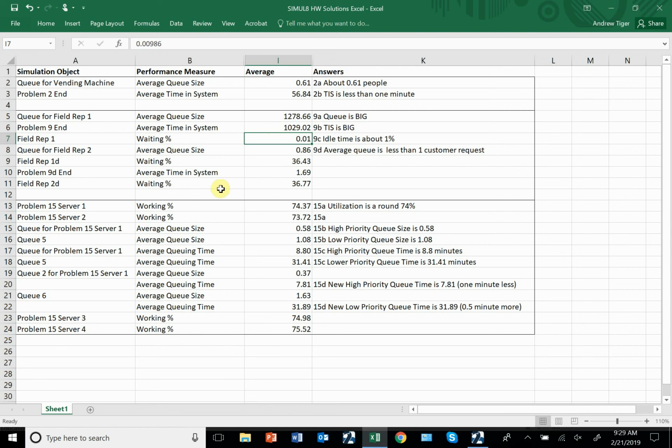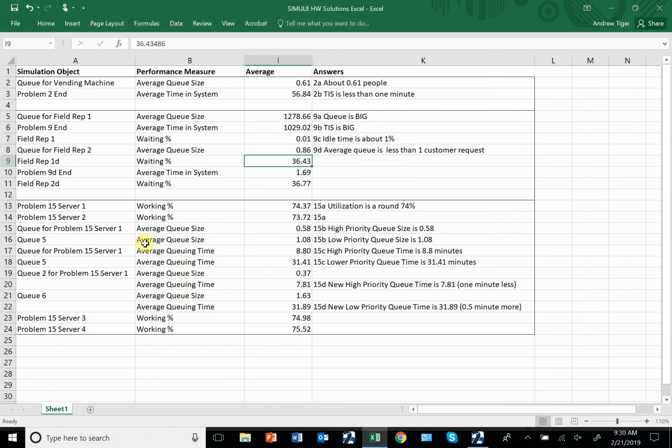So when we add the second rep, then our average queue size drops from something really big to something less than one request waiting. And the utilization, I mean, the percentage of time of waiting drops to about 36%. So the field reps are busy about 2/3 of the time, and about 1/3 of the time they're not busy.